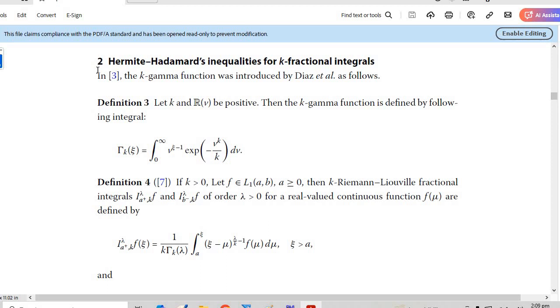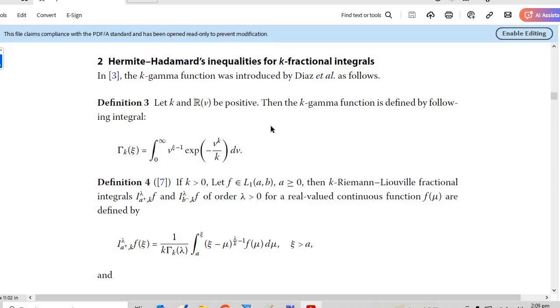Here you can see in reference number 3, the definition of the k gamma function given by Diaz. In definition 3, you are well aware of the k gamma function. For the particular case k equal to 1, you will get the standard gamma function. We need this because we want to generalize the definition of the Riemann-Liouville fractional integral, and we need the k gamma function given in definition 3.